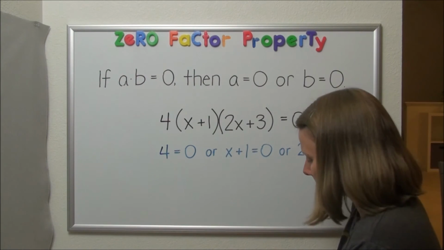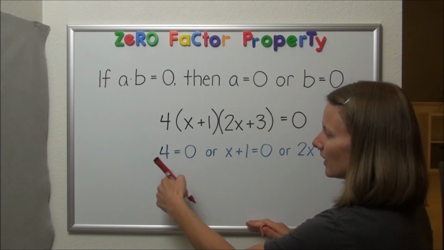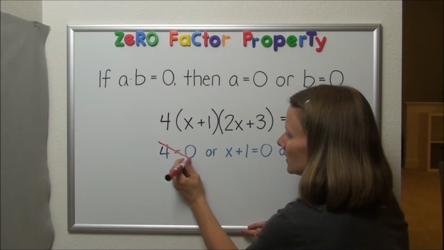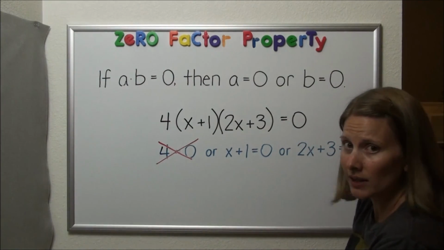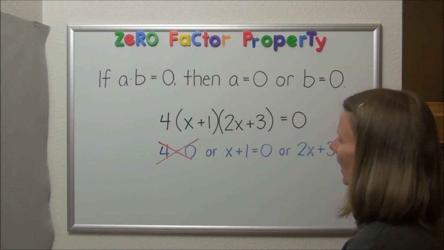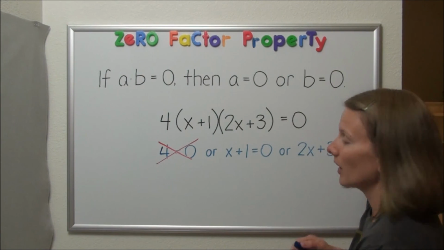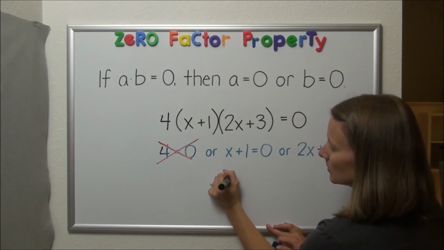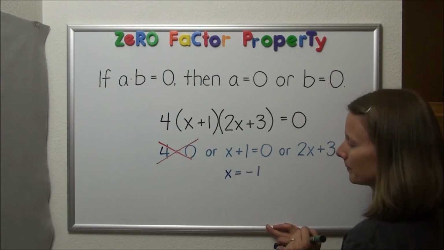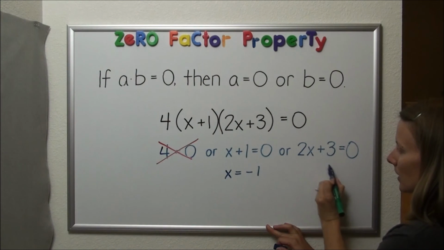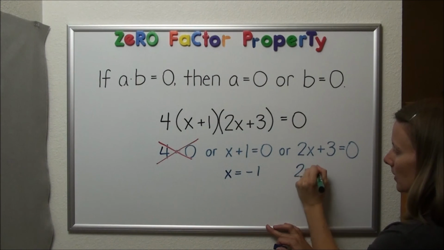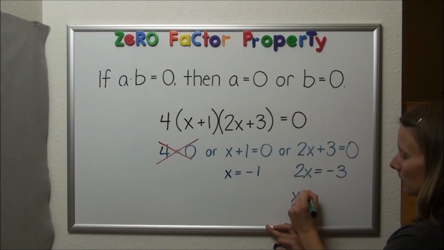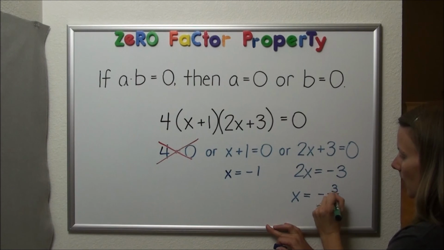So what happens here is the 4 equals 0. That factor of 4, this piece of the puzzle doesn't lead anywhere. This leads to a dead end. So I'm just going to cross that out and say that goes nowhere. However, these other two equations, we can solve for x and get a solution. So in this equation, I'm going to send the 1 to the right by subtracting it. X equals -1. For the last one, send the 3 to the right. So I get 2x equals -3. And then we'll divide by 2 to get x equals -3/2.